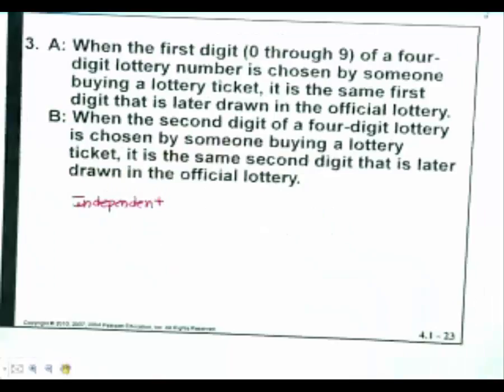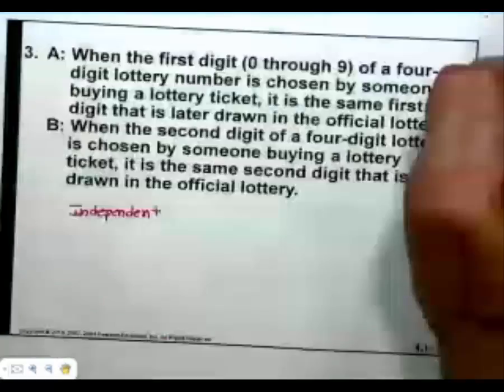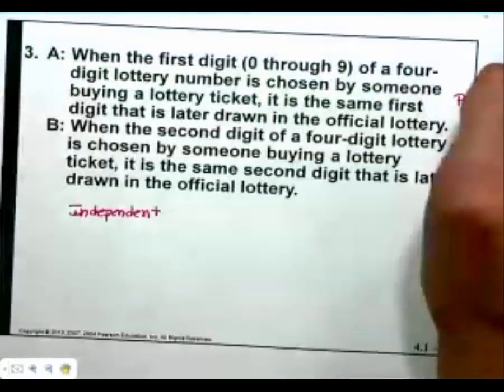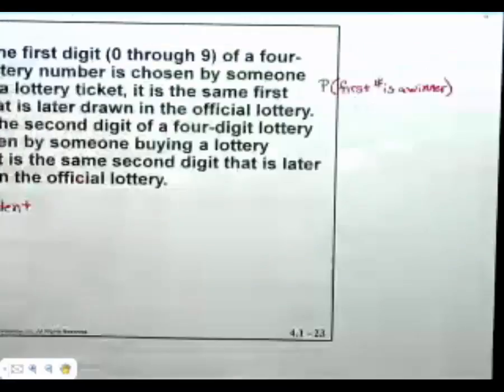What is the probability that that first ping pong ball is going to match the number on my lotto ticket? 1 out of 10. There are 10 balls in the first bin. I'm going to draw out one of them. Only one of them's a winner. So I'm just going to say first number is a winner, because that's the shortcut way of saying all the stuff that's typed. Probability that the first one is a winner is 1 out of 10.